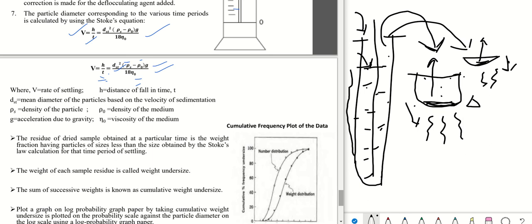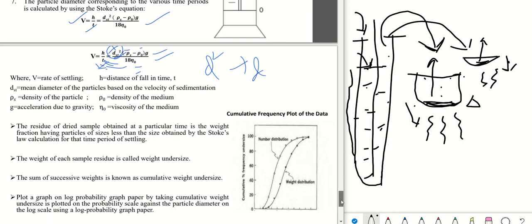So it is only this parameter that we need to determine, and we have h by t, sediment height by time interval, into the density of the solids, density of the medium, acceleration due to gravity, and the viscosity of the medium. If we put all the values in this equation, we can easily get the d square value, like cross multiplication, and from this we get the d value. This is how the diameter of the particle can be determined by making use of this technique.